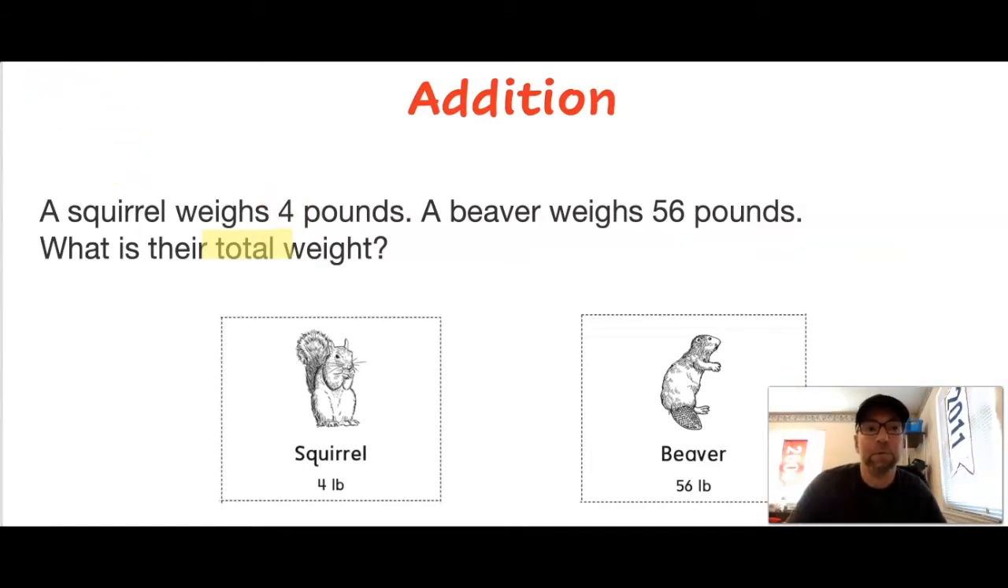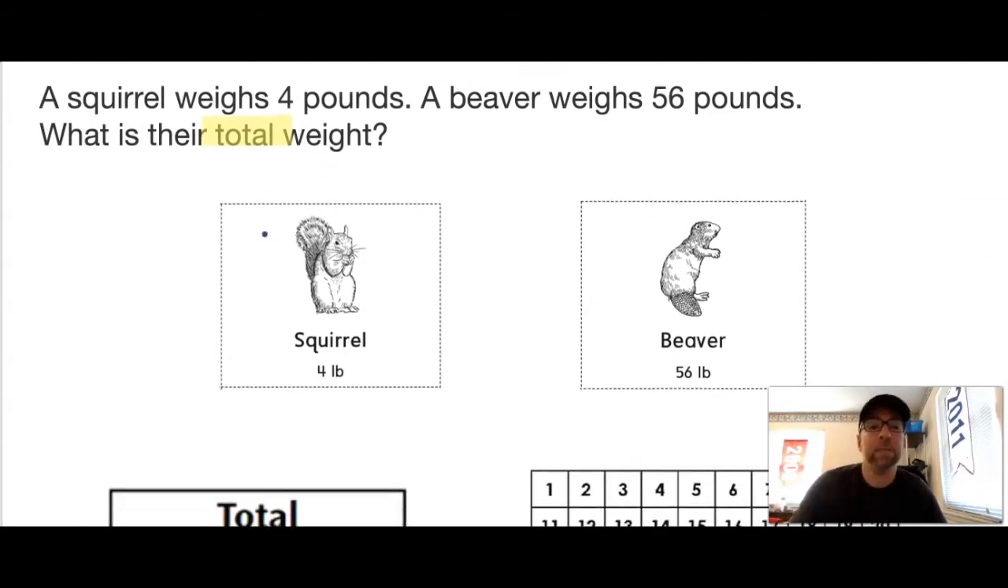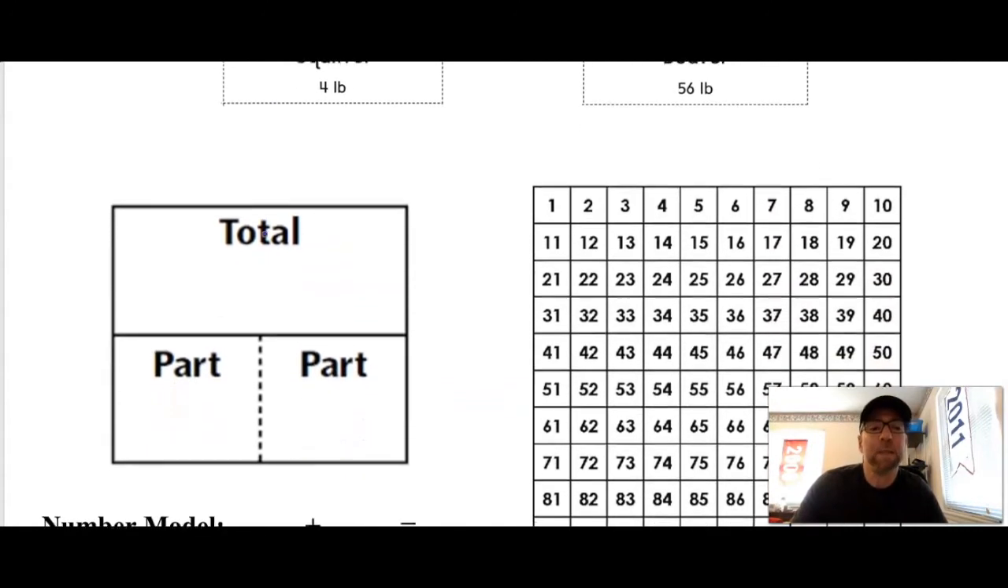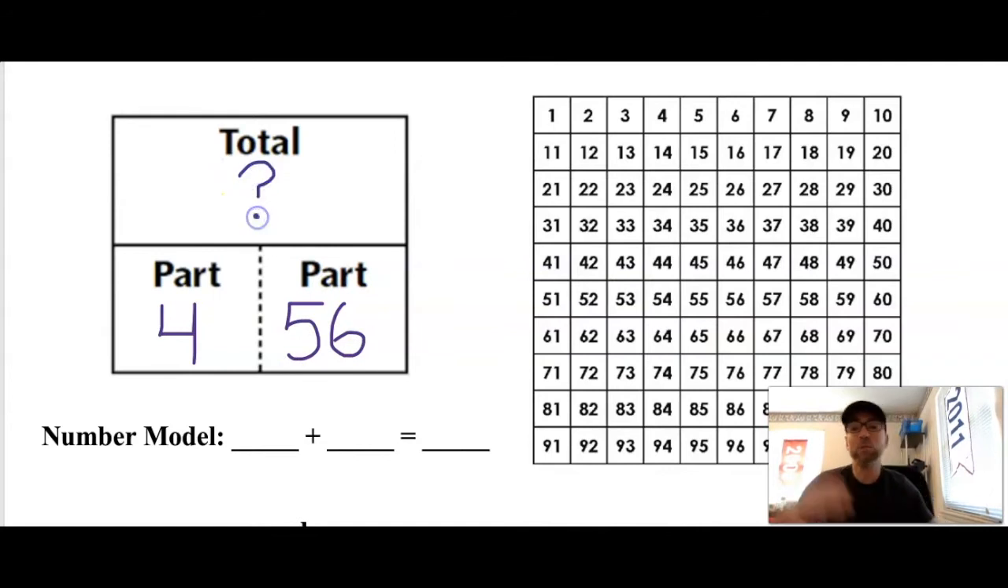All right, let's go over this problem. So, because this is another total problem, an addition problem, I'm going to use my part-part total to really help me with this one. So one of my parts is 4. The other part is 56. And my two parts combined will give me my total, which I don't know yet. That's what I have to solve. Now my number model is shown right here in my diagram. I have 4 plus 56 equals, and that's what I need to solve.